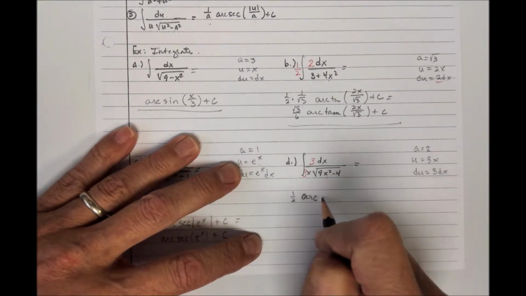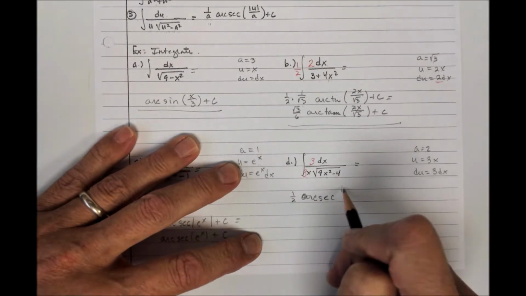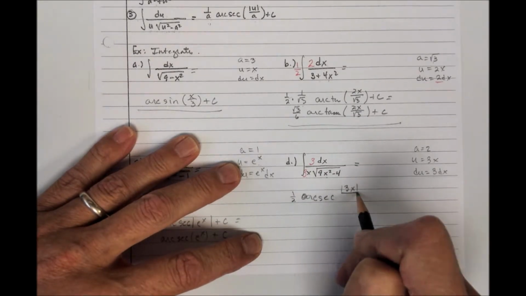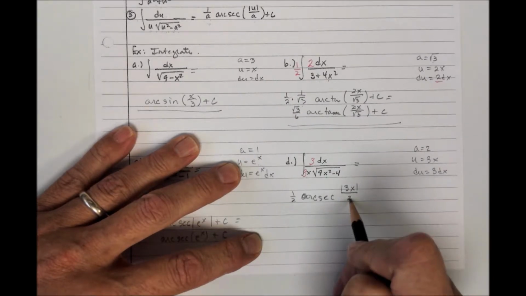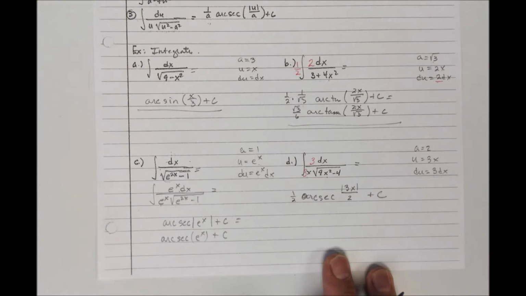The arc secant of the absolute value of u, which would be the absolute value of 3x, all over a, which is 2, plus a constant. And there's my guy. Not so bad. They can get a little messier, as you're going to see here in some of these next examples, but those are pretty straightforward. You did have to adjust on a couple of them there.